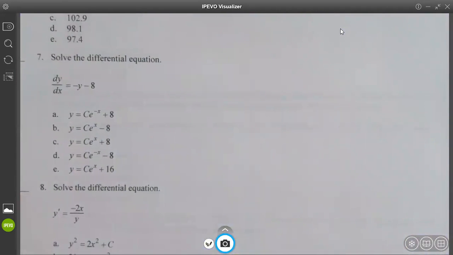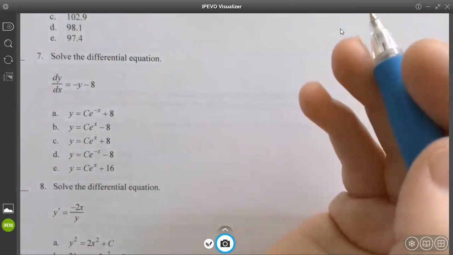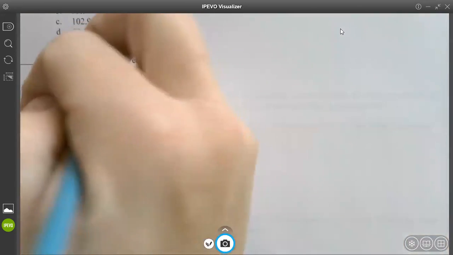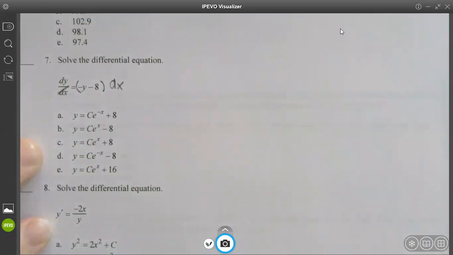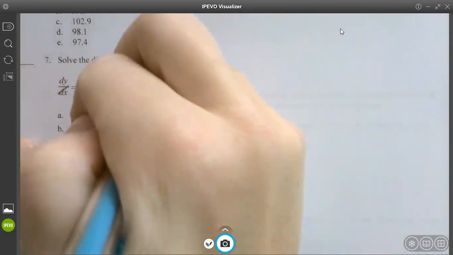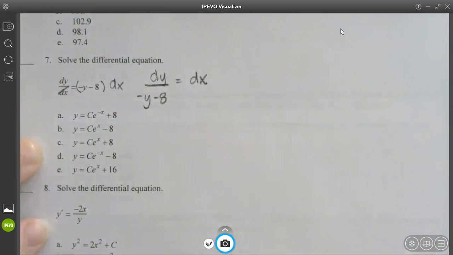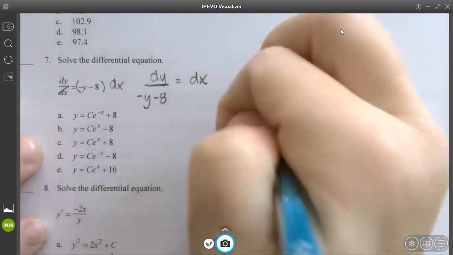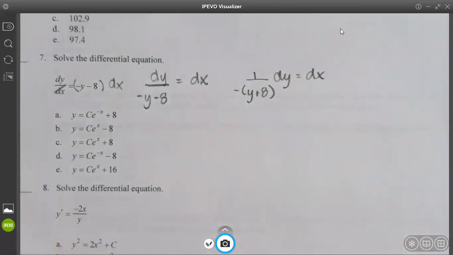All right, number 7, solve the differential equation, same thing that we've been doing. So what do you have to do? These two are together. Does everybody understand that? These two are going to be together. So if we multiply it by dx, we then have to get it on the other side. Like this. I'm going to go ahead and change it. Like this. The reason I'm going to pull out that negative is to make it a little bit easier for me.